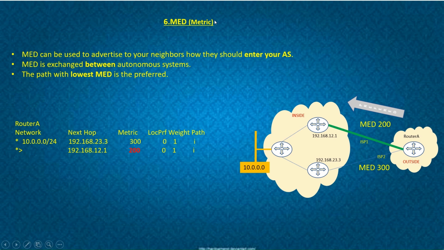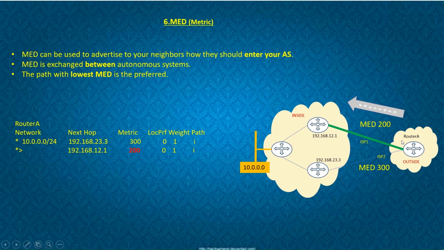The MED value, MED can also be used to advertise to your neighbor how they should enter your AS number. This is also like your AS path prepend. But the difference between the AS path attribute and MED is that the MED attribute is only shared to the next EBGP neighbor, and this EBGP neighbor cannot share this MED attribute value to the next EBGP.